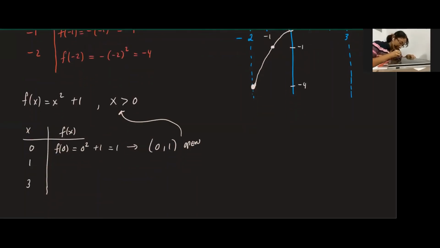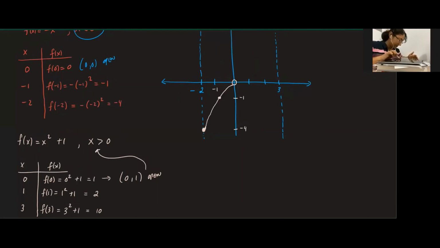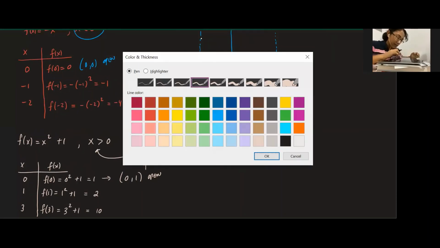And then the rest we're going to close them. So f of 1 is going to be 1 squared plus 1, that would be 2. And then f of 3 is going to be 3 squared plus 1, that's 9 plus 1, that's 10. Almost did my calculation wrong. Okay, so now we're ready to plot them. So I'm going to plot these points and then connect them by again making another parabola, because x squared plus 1 is another parabolic shape.